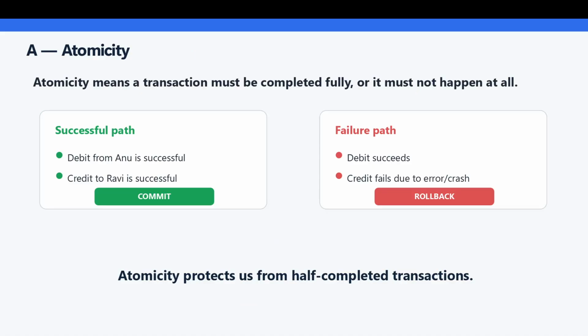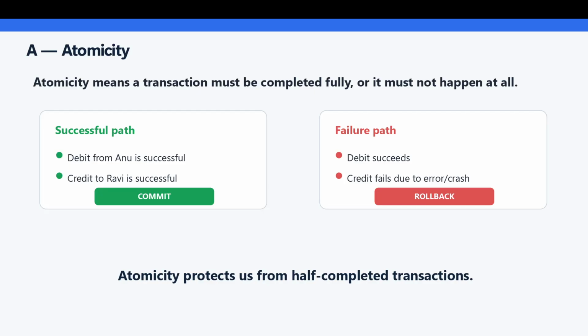So let us now look at the first property, which is atomicity. Atomicity means that a transaction must be completed fully or it must not happen at all. So in simple words, we can say all or nothing. Let us apply this to our bank transfer example.